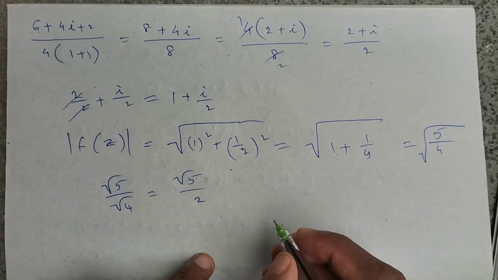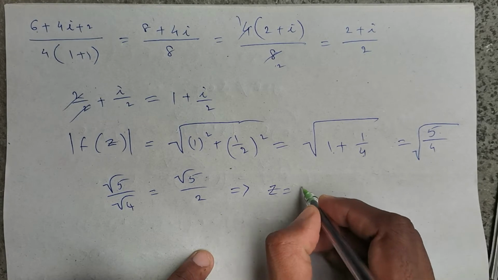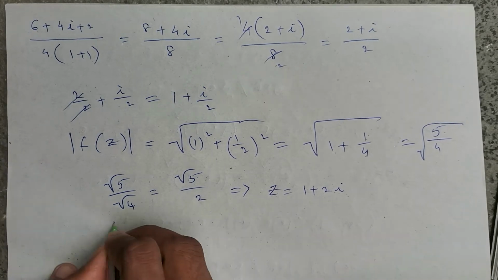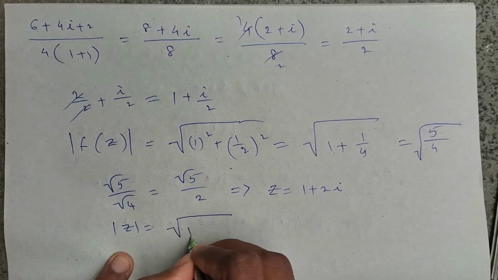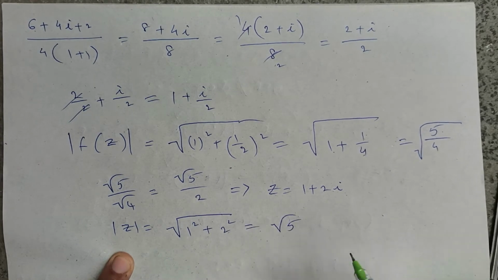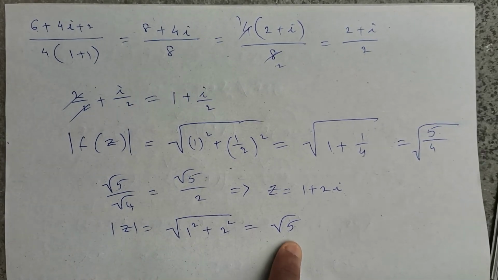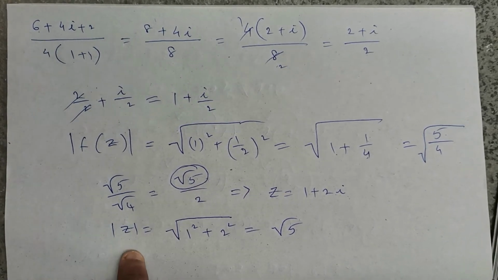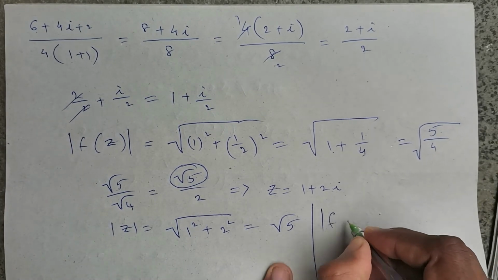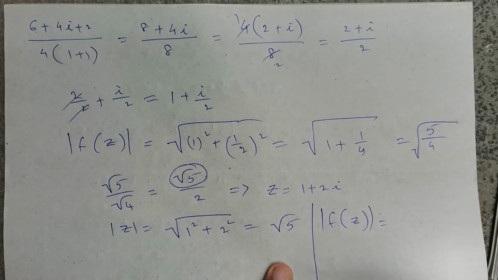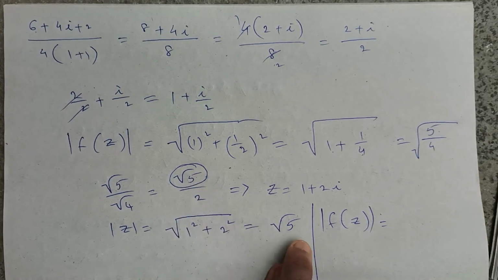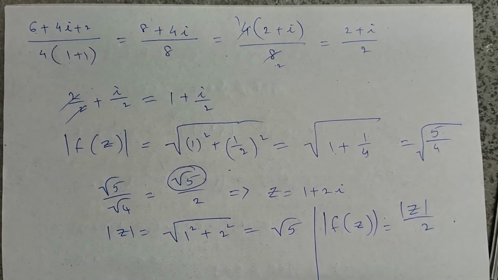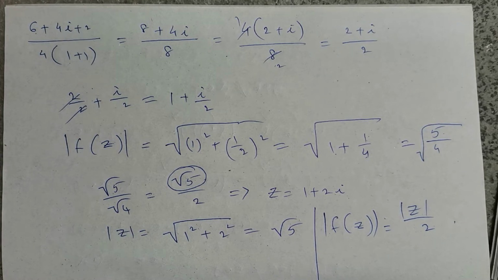But whereas in the question we have already z is equal to 1 plus 2i. Now for this also I will find modulus of z. So modulus of z is equal to under root first number square plus second number square, that is nothing but root 5. So modulus z value is root 5. So here root 5 is there, in the place of root 5 I will write modulus z. So we get finally modulus f of z is equal to root 5 divided by 2, but whereas root 5 is nothing but mod z. So mod z divided by 2. So modulus f of z is equal to mod z divided by 2.